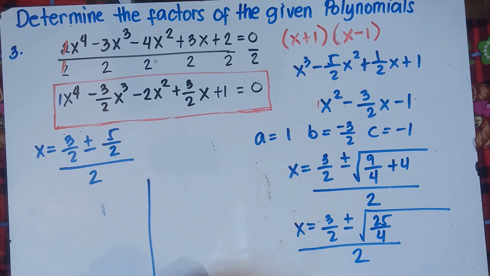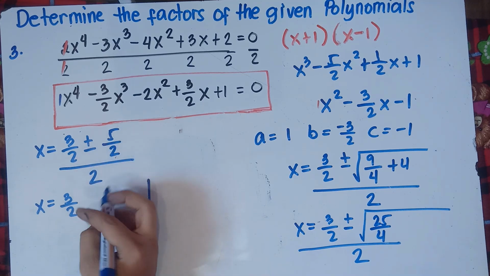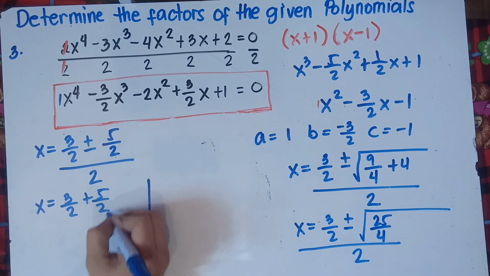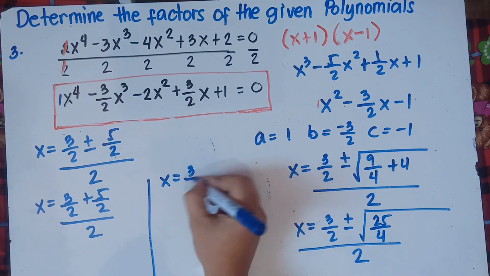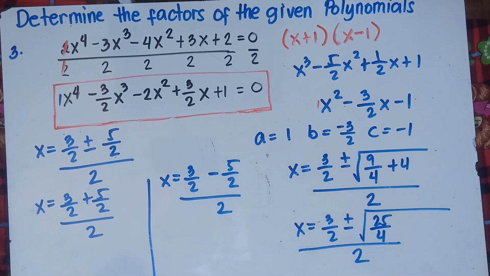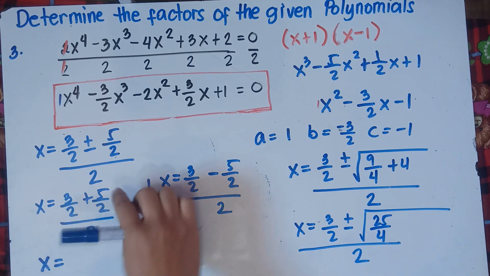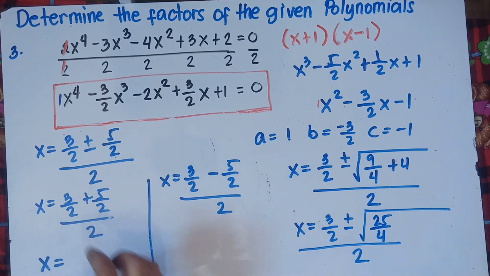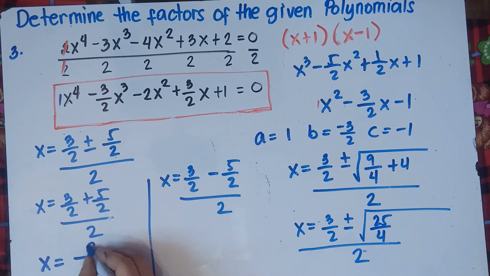So let's start with positive. We have x equals 3 over 2 plus 5 over 2, divided by 2. And the other one, we have x equals 3 over 2 minus 5 over 2, all over 2. So this will be x equals 3 plus 5. Once again, adding fractions with the same denominator, class: copy denominator 2, then 3 plus 5 is 8, then copy 2 divided by 2.